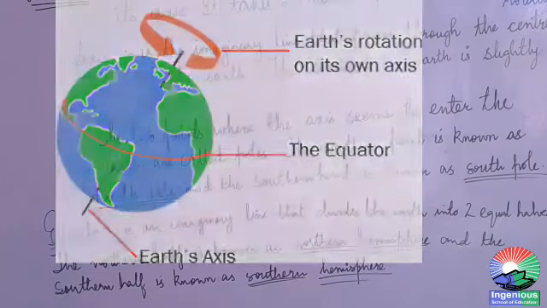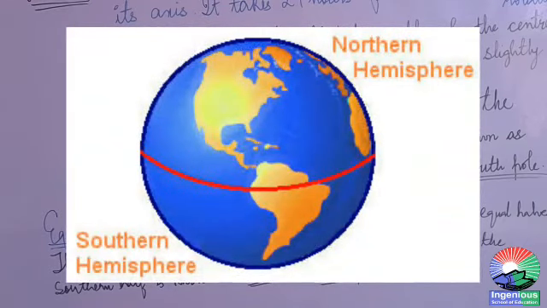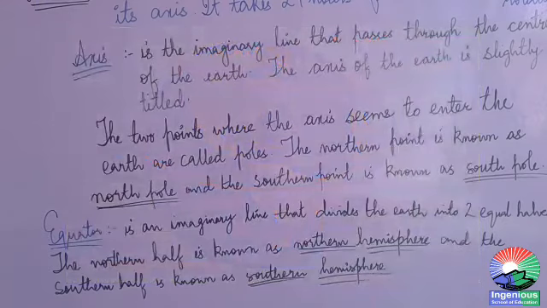Equator is also an imaginary line, just like the axis, but it divides the earth into two equal halves, the northern half and the southern half. The northern half is known as northern hemisphere and the southern half is known as southern hemisphere. Are you getting me? Very good. So these are the imaginary lines that pass through our earth.